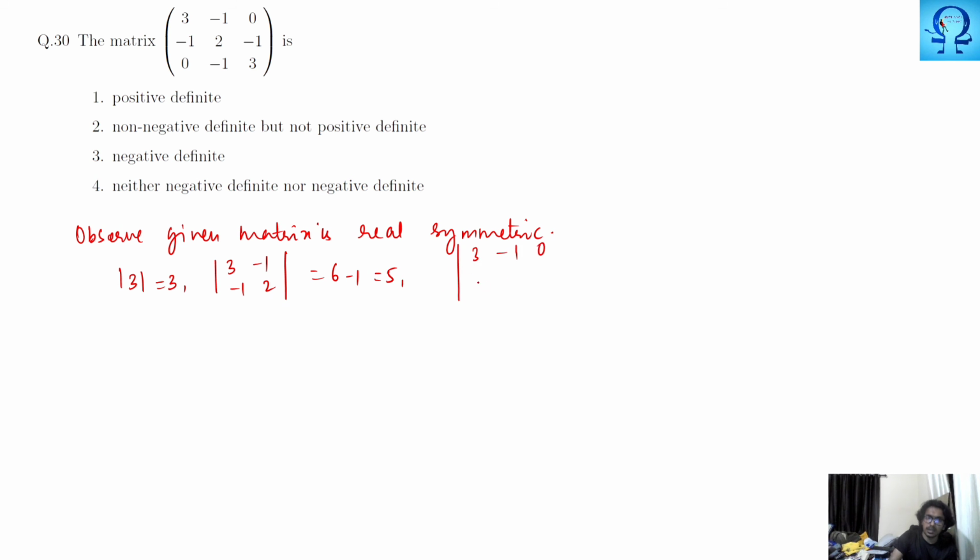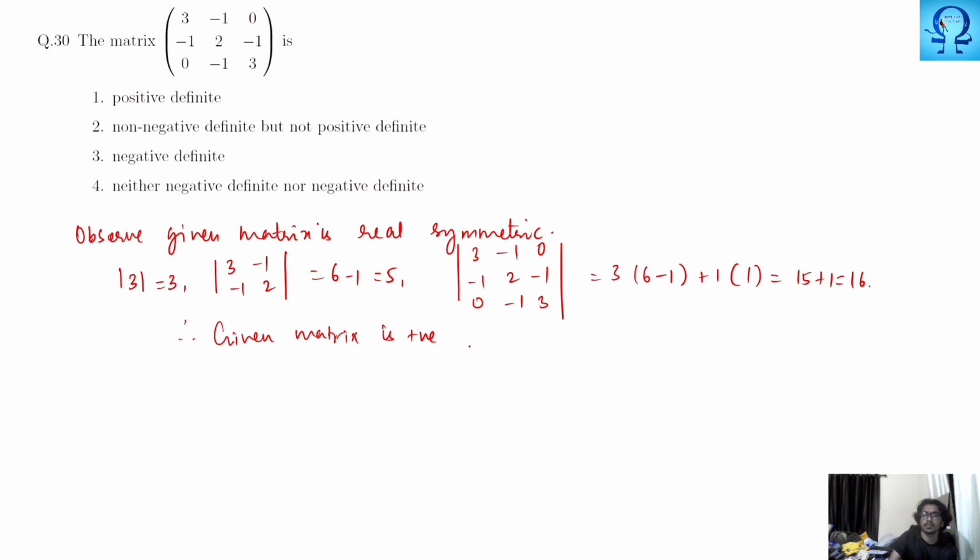and the determinant of the entire matrix is 3 times (6 minus 1) plus 1 times 1, so it is 15 plus 1, which is 16. So all these are positive. We can conclude that the given matrix is positive definite. Okay, we have identified this is positive definite. This is one way of justifying it. The other way is to find the eigenvalues and check whether all the eigenvalues are positive or not.